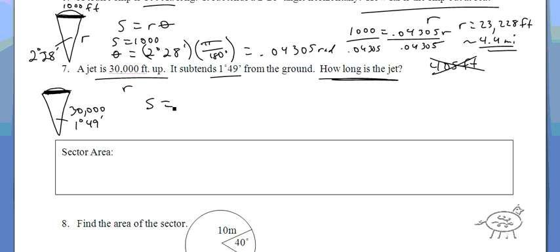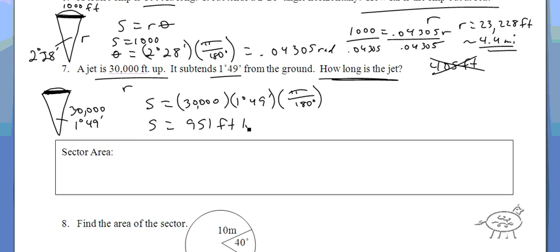So S equals 30,000 times theta, 1 degree 49 minutes. And of course, you've got to convert that into radians, so it's times pi over 180 degrees. Okay, so S comes out to be 951 feet long.